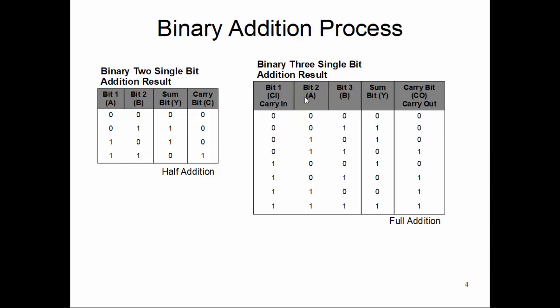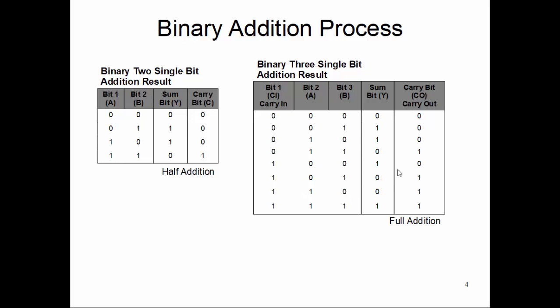Instead of just the carry, there is carry in and carry out. So each addition stage, each addition column, gives you a sum, let's call it the bit y, and a carry out from that column, which acts as the carry in for the next stage. Okay, so this is the whole truth table for my addition process.